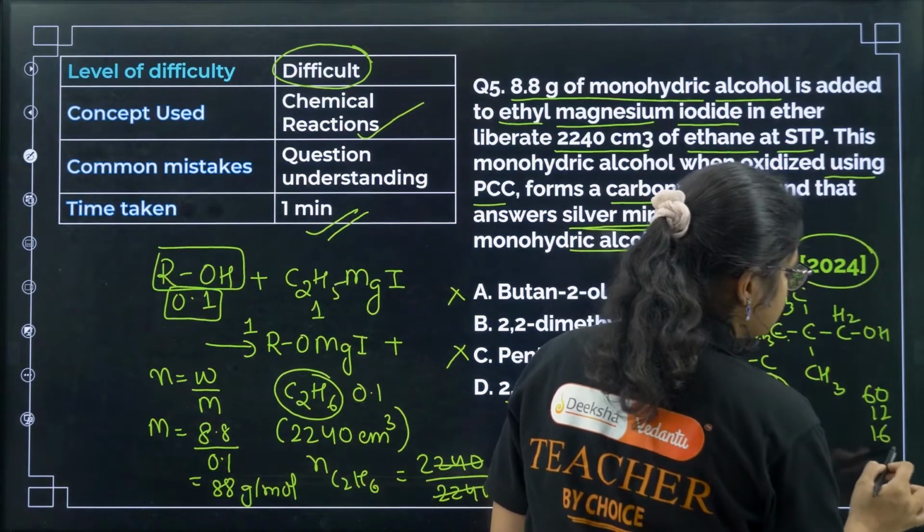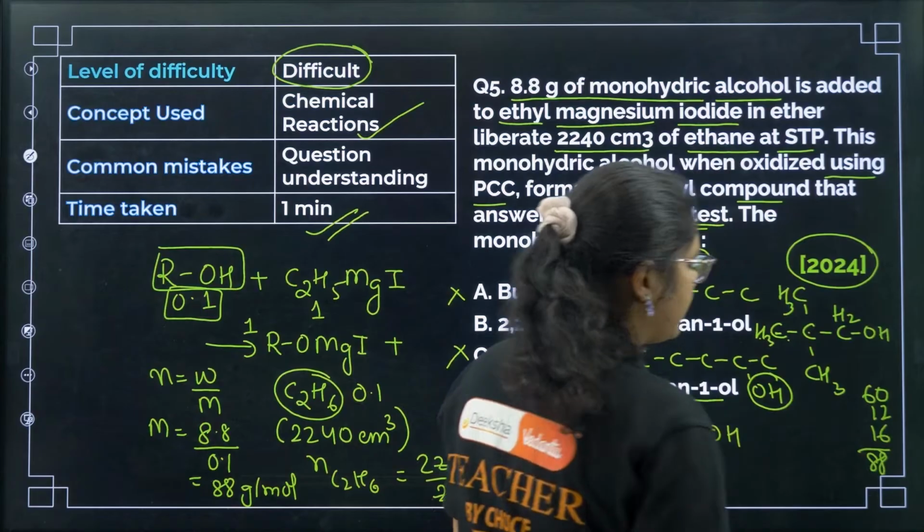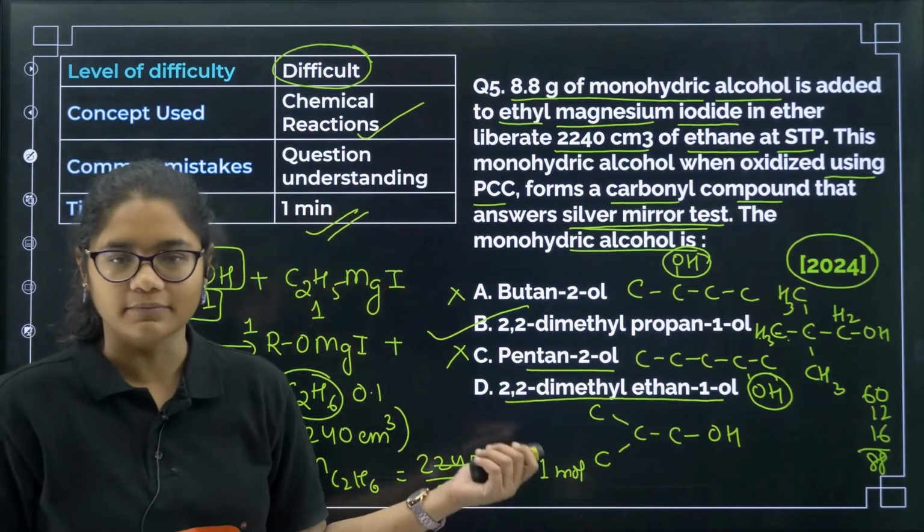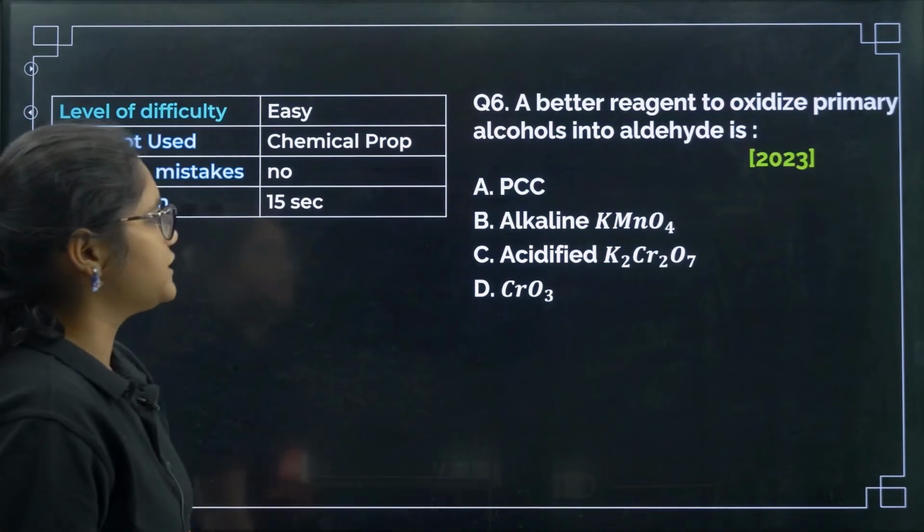Okay, then I have oxygen 16. So if I add this one, I'll get 88 grams per mole. So the correct answer for this question will be option number B. Okay, fine. Next question number 9.